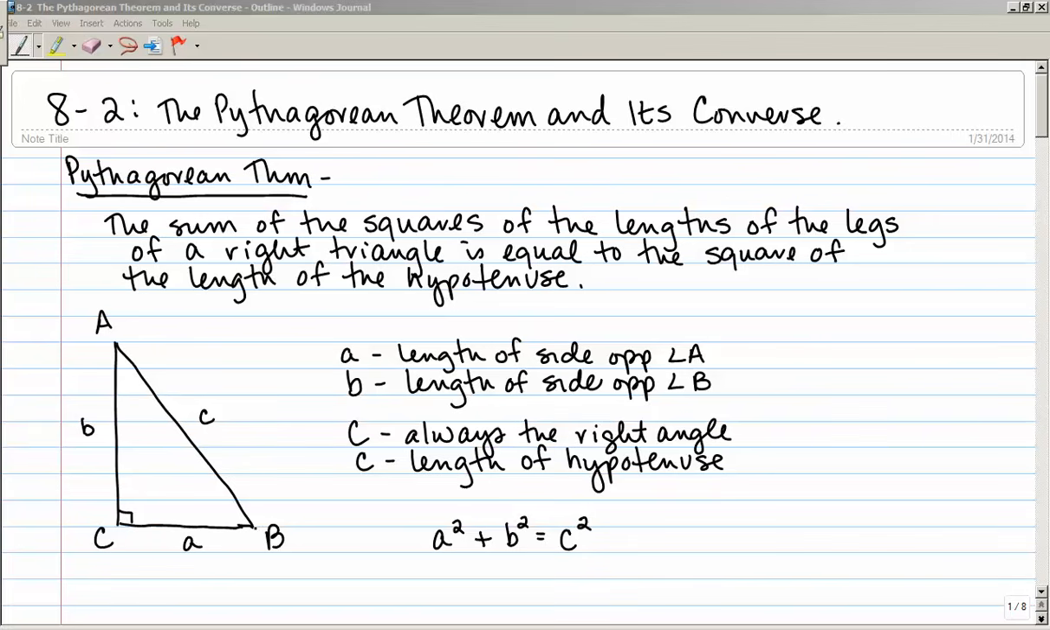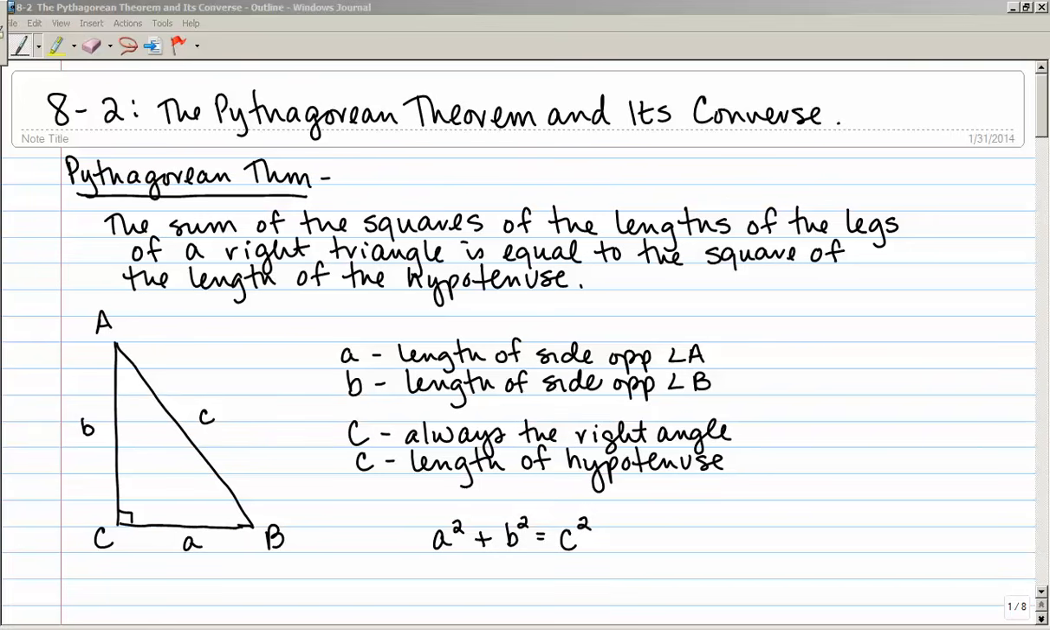Notice that we name the side opposite the angle with the lowercase version of the same letter. So the side opposite angle A is little a, the side opposite angle B is little b, and the side opposite the right angle, which is C, is little c. When we're using the Pythagorean Theorem, the two legs, the two sides that are perpendicular to each other and form the right angle, we call them a and b, and they're interchangeable. It doesn't matter which one's a or which one's b.